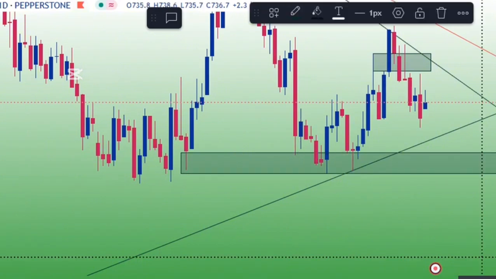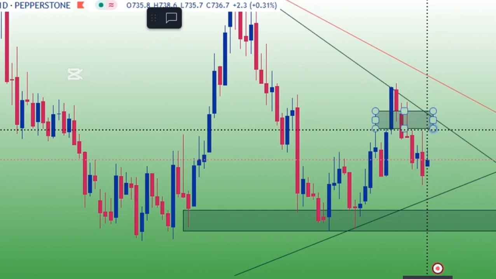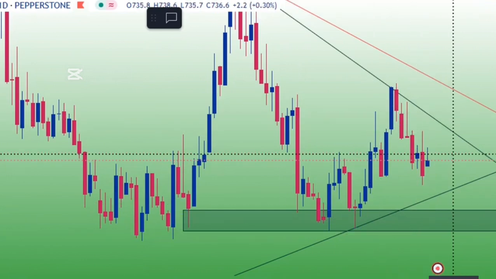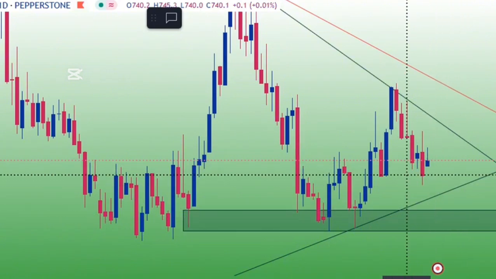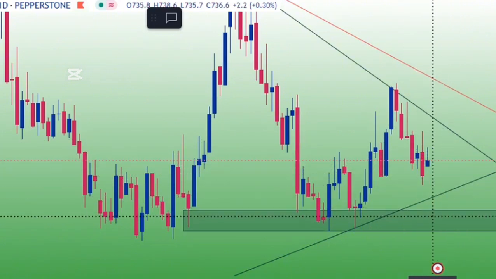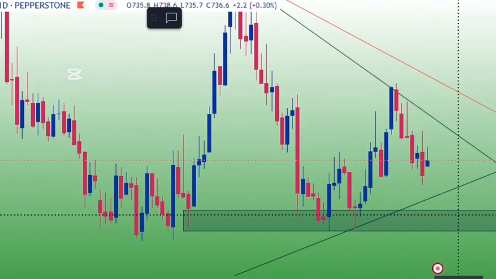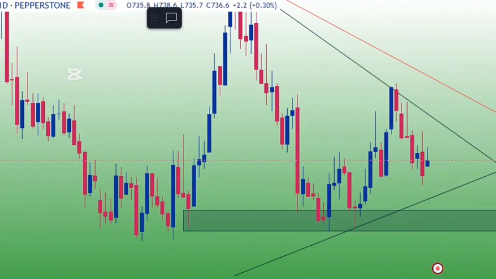Expecting the market to break, if possible, this zone right here. So that's it. Okay, so expecting the market to tap in here. For now, we're expecting the market to tap in here. After every correction it makes, expecting the market to come here.